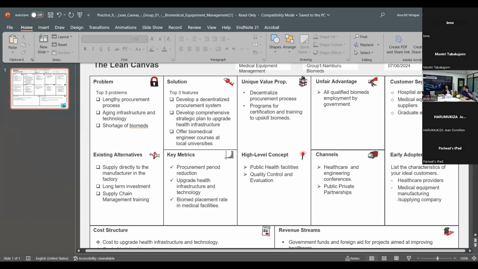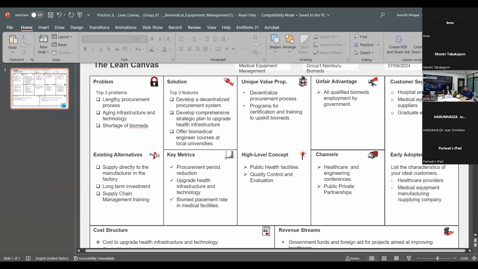And in early adopters, there are tourists about healthcare providers and medical equipment manufacturers, and also supplying companies that help to take the equipment from a manufacturer and then distribute it to different hospitals and healthcare centers.